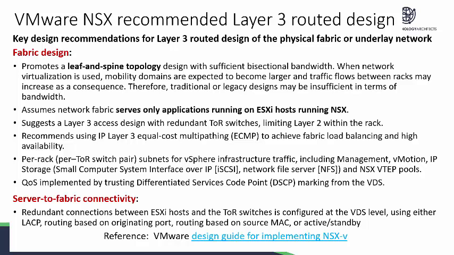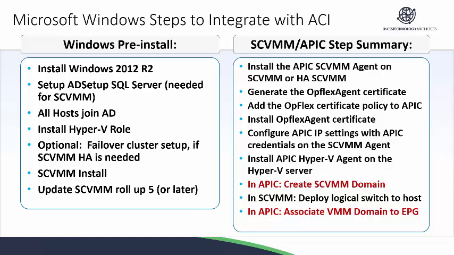And VMware NSX recommended layer 3 routing design. Here's your fabric design. So you can actually see that it requires a leaf spine topology. It has to have sufficient bisectional bandwidth and redundancy. It assumes the network fabric serves only applications running on ESX hosts running NSX. So again, no Microsoft, no containers, no nothing, except for VMware.